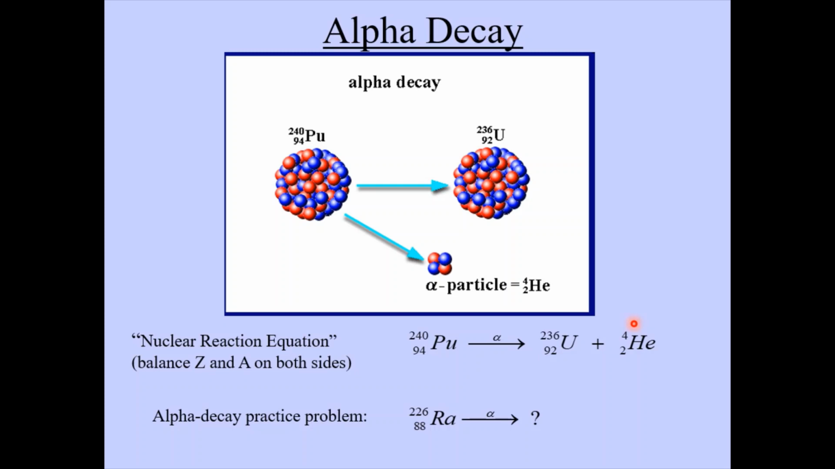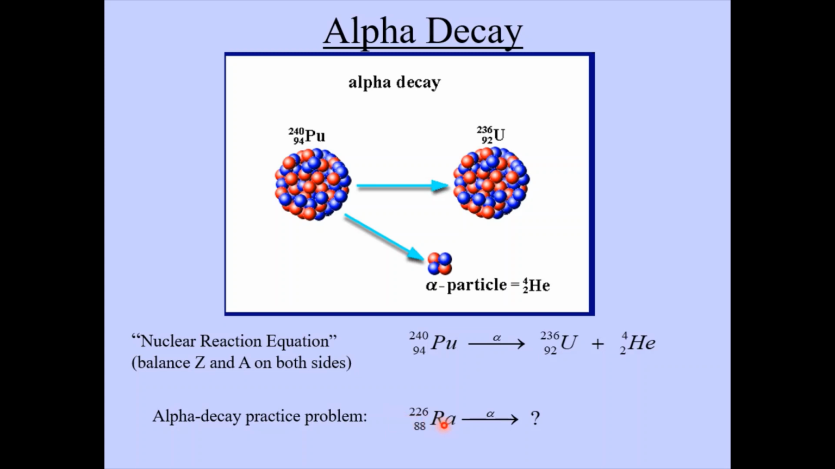So the way to do these reaction equations is to start with what you're starting with here, the plutonium-240, 94, and write down the helium nucleus, because it's an alpha decay, so we know we're going to have helium-4. Then figure out what these two numbers are here, and then we can look on a periodic table and determine what element it is. So go ahead and see if you can do this alpha decay practice problem.